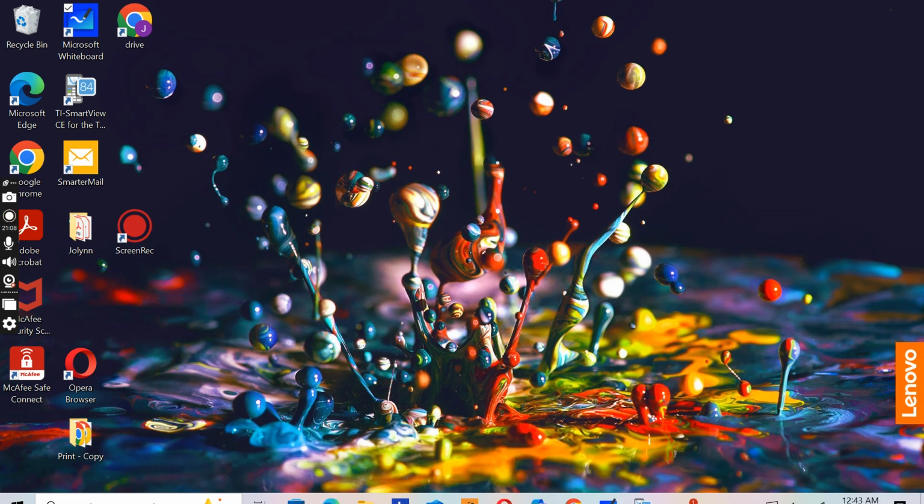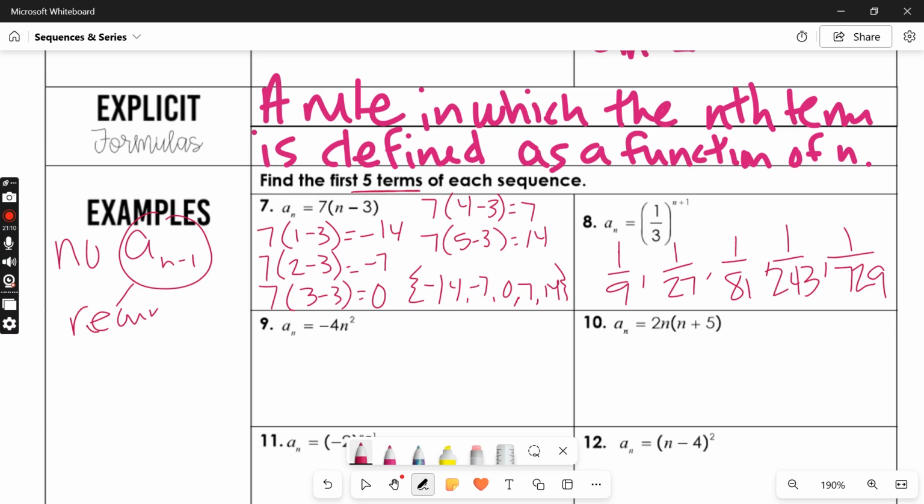Okay, so that would be negative 4, negative 16, negative 36, negative 64, negative 100. Okay, and you could do the same thing.